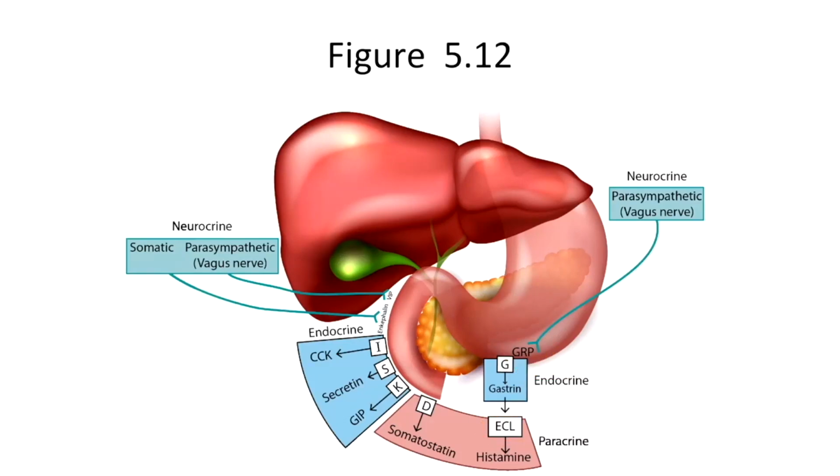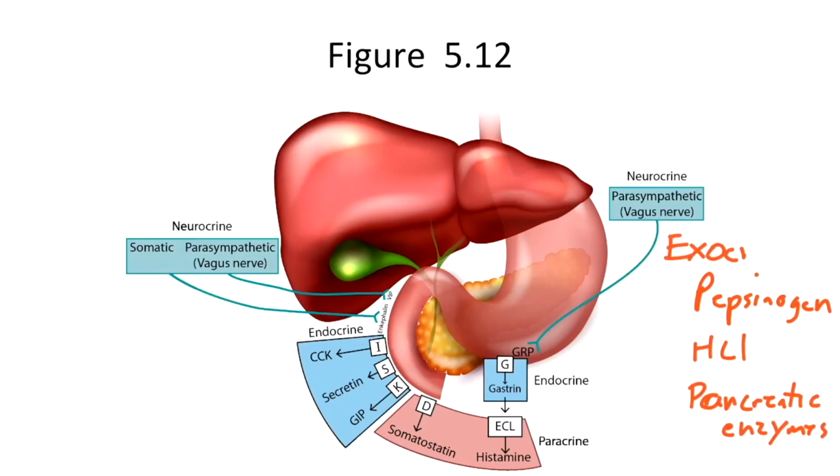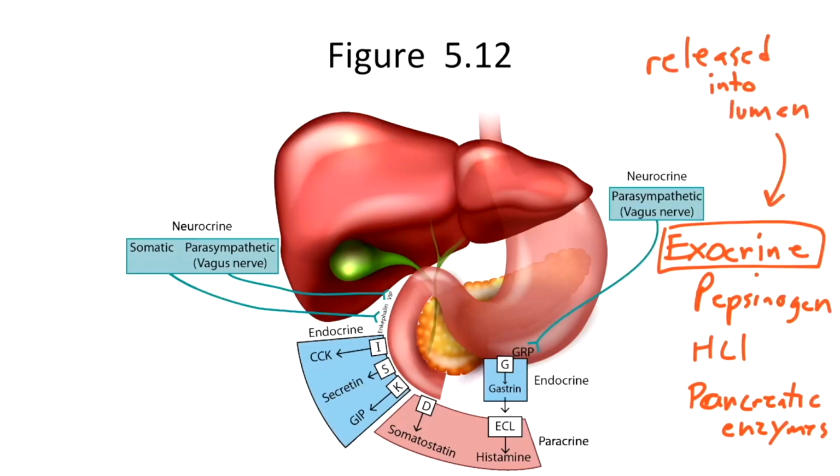Before we get into each one of these, understand that the substances discussed in sections 1 and 2 of this chapter, such as pepsinogen and acid from the stomach, as well as the enzymes released from the pancreas, are all exocrine. And exocrine means they are released directly into the lumen. For example, pepsinogen is released into the stomach. Acids are released into the stomach. Pancreatic enzymes are released into the duodenum.